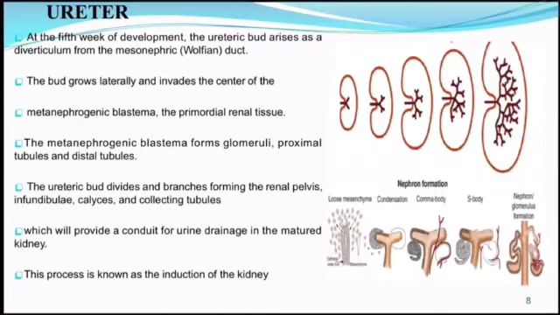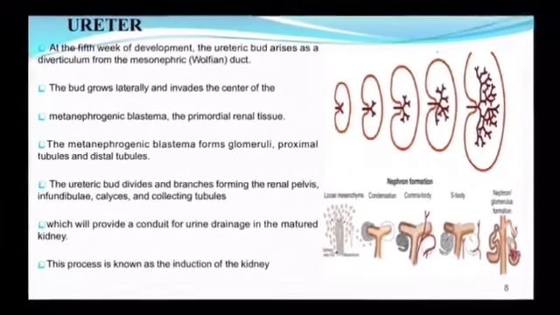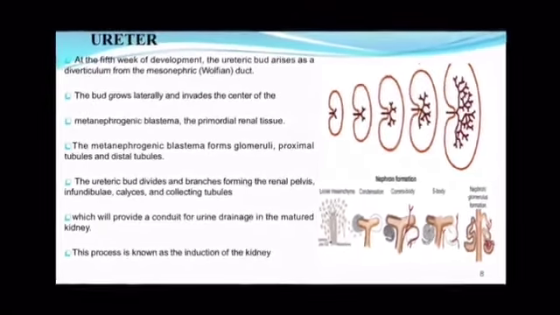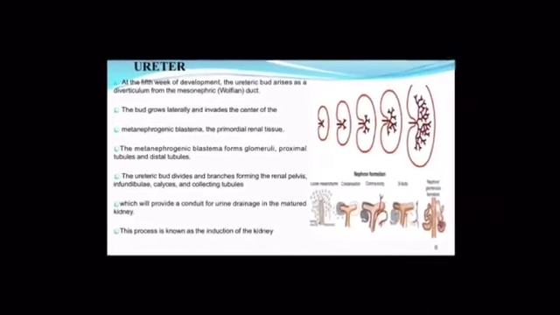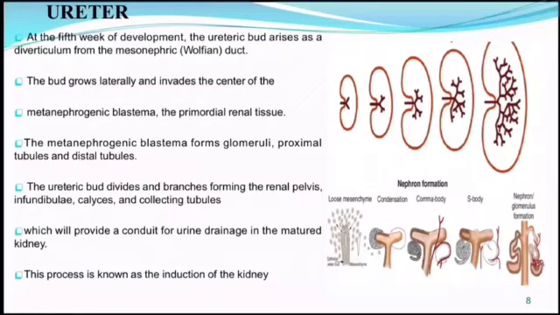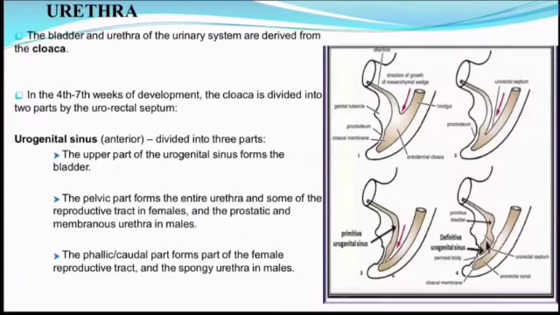The collecting system is derived from the ureteric bud, and the excretory system is derived from the metanephric blastema. Development of the ureter. At the 5th week of development, the ureteric bud arises as a diverticulum from the renal pelvis. Then the infundibulae, the calyces, and the collecting tubules form, which will provide a conduit for urine drainage in the matured kidney. This process is known as the induction of the kidney.